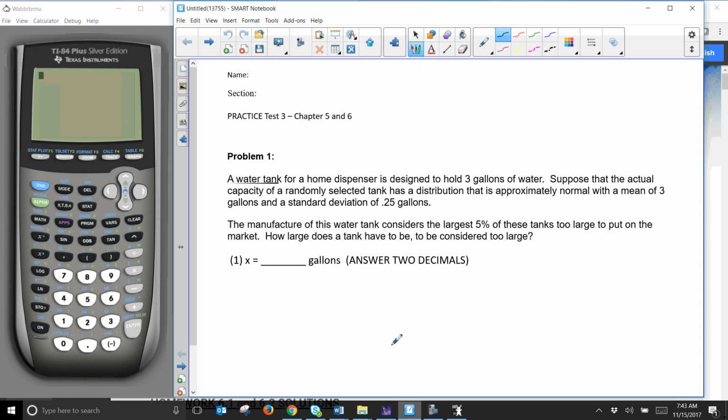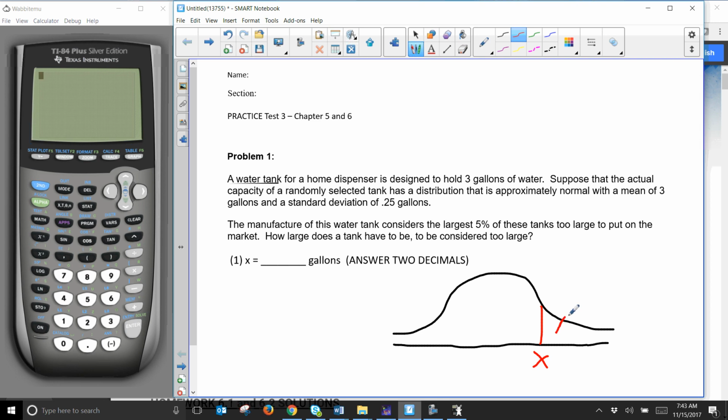So here we have water tanks that are normally distributed, and what we're looking for is the cutoff, the actual amount of gallons that cuts off the upper 5%. To find this, we can use the inverse norm, but we have to make that relative to the lower 95%. So 1 minus 0.05 is 0.95, which means 95% is to the left.